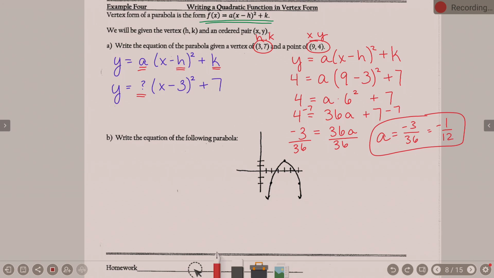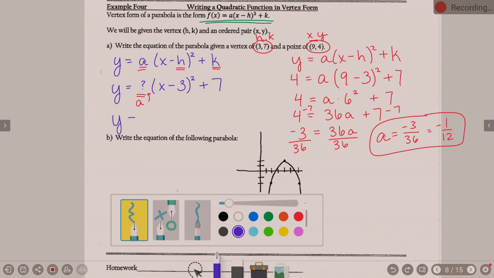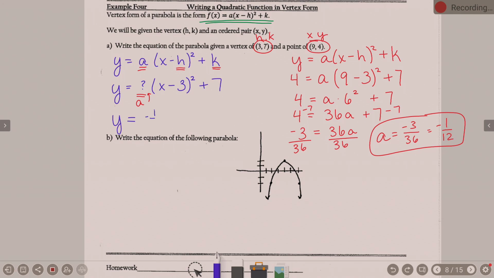Now, so how do I write my answer? Yep, you guys got it. Y equals a is negative 1/12 now, times x minus 3 squared plus 7. That's what I'm wanting for a final answer there. Yes, a came out to be a fraction. Good news is you didn't have to do anything with that fraction after you got done, right? So no stress there that it came out as a fraction.